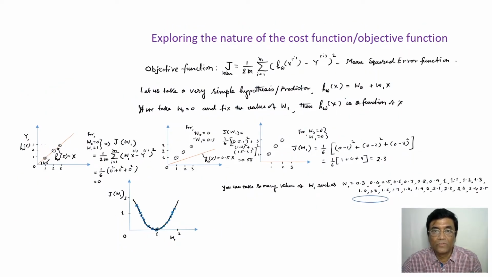What does it mean? Can you just, with pen and paper, convince yourself that by taking this square, not only have we ensured that all the errors are positive, but we have generated a beautiful function which is quadratic in nature. And the function name is the mean squared error function. Very, very important objective function.